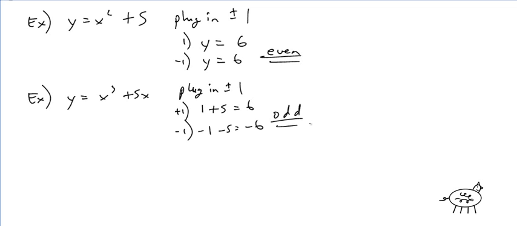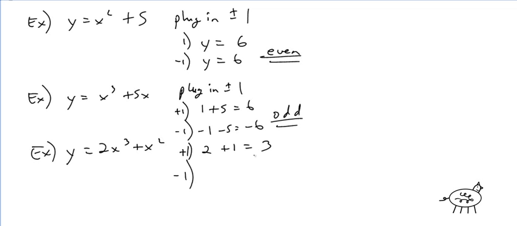Okay? One more example here. How about y equals 2x cubed plus x squared? So again, I can do 1 and negative 1, so I'll plug in positive 1 first. And I get 1 cubed is 1, times 2 is 2, plus 1 equals 3. Put a negative 1 in there. Negative 1 cubed is negative 1, times 2 is negative 2. Negative 1 squared is 1. Oh, look at that, man. Okay, so I get 3 and negative 1. So this is neither.